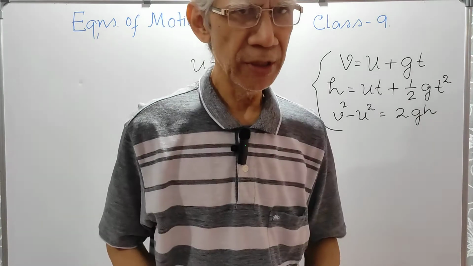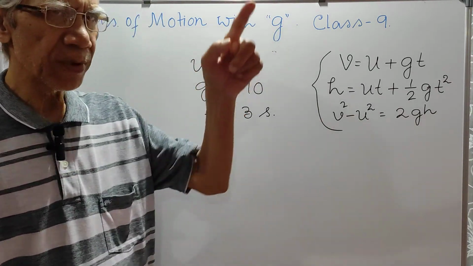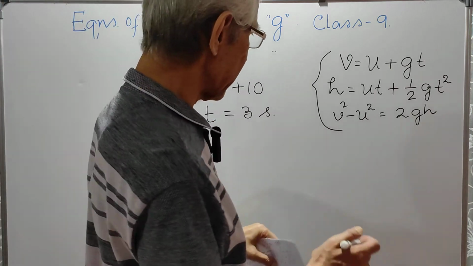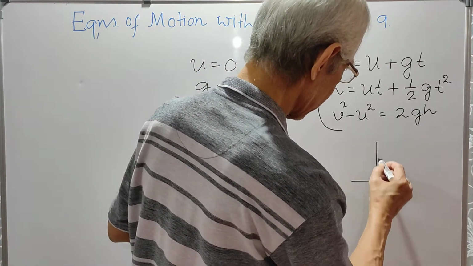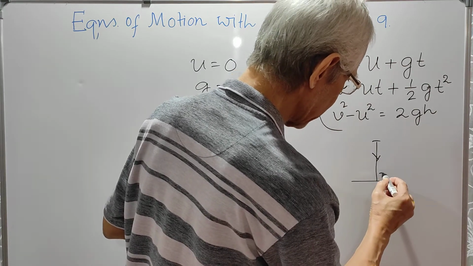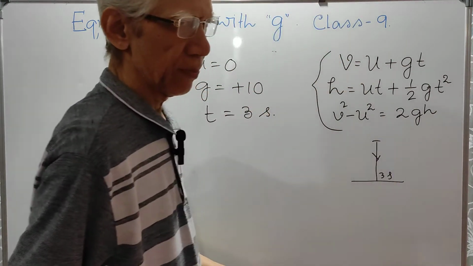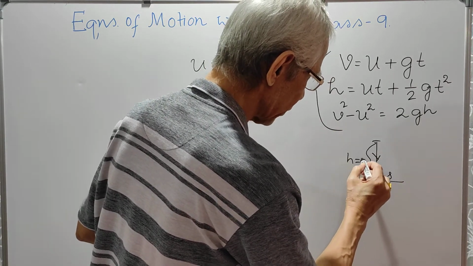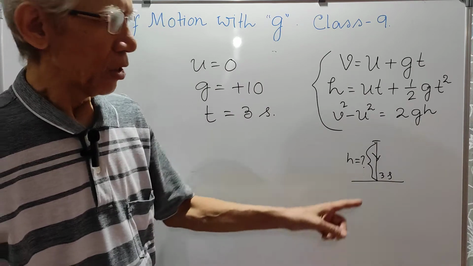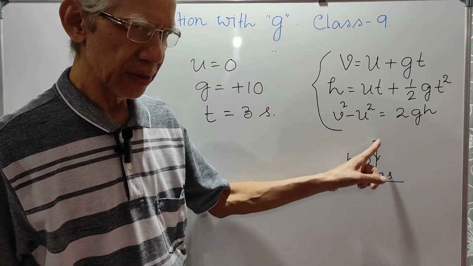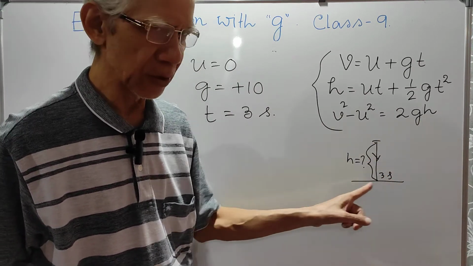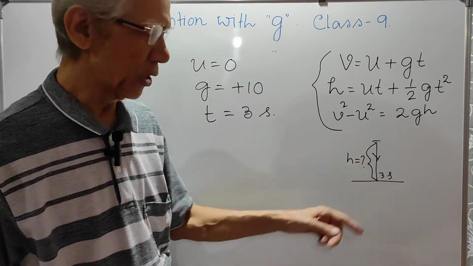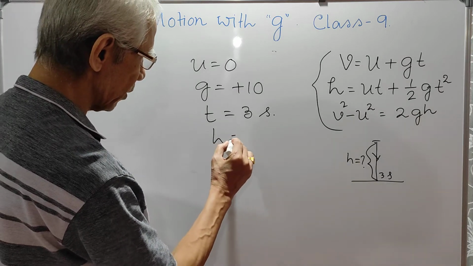So this is the question. A body is dropped from a certain height, so u equal to 0. In 3 seconds it hits the ground. So the body comes down and in 3 seconds it hits the ground. Now you have to find out from what height it was dropped. So the question is from what height it was dropped. That means you have to find h. So h equal to question mark.